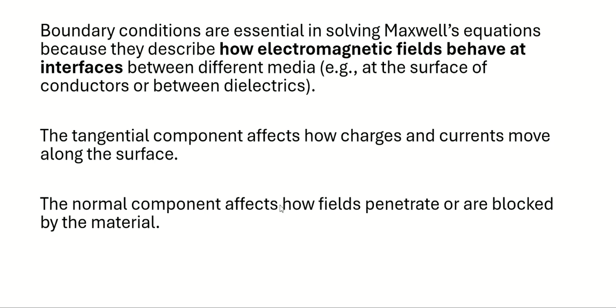So just make sure you distinguish what tangential is and what normal is. Normal is talking about the walls of the conductor, the conductor's surface, and tangential we're talking about along the surface of the conductor. So that will be it.